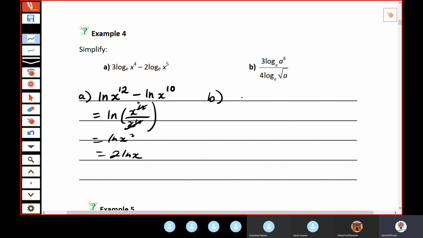Let's do it again. What are you going to do with the 3? Bring it up. A to the power of 24 over log. Remember, that's a to the half. Then you're going to times that by 4 as well, because you're going to bring the 4 up. A squared.